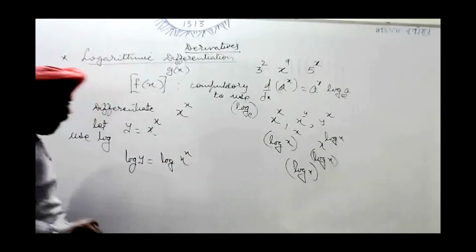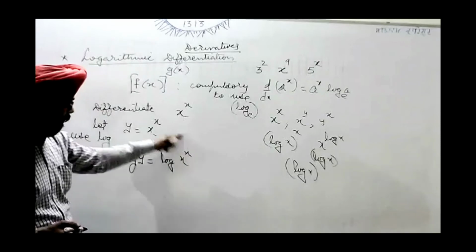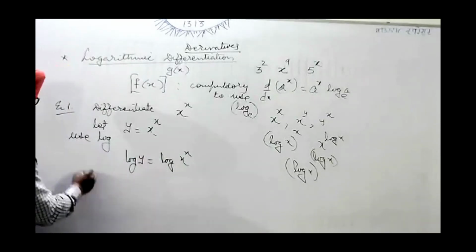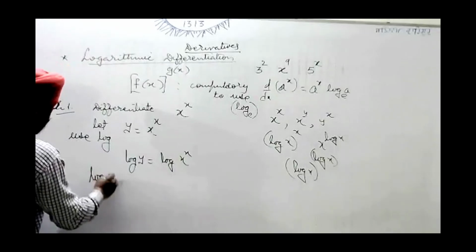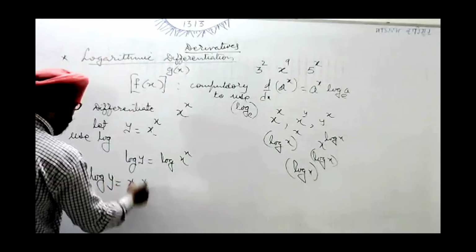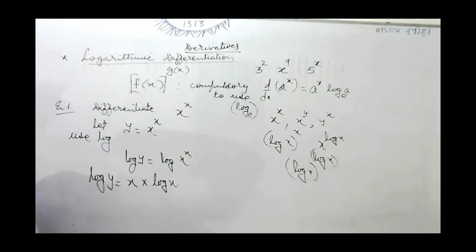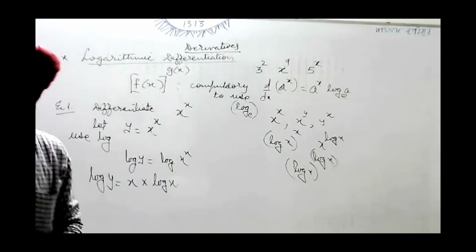Now we have seen the rules. If you take the log of some base x, its power comes forward in multiplication. So we get log y equal to x into log x. Any doubts so far?